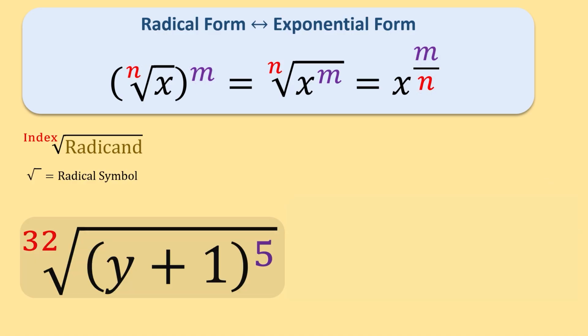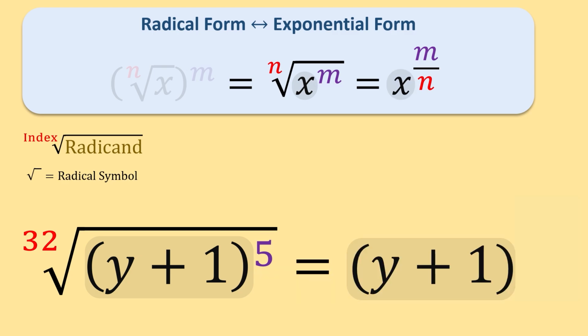Consider the 32nd root of the quantity y plus 1 all raised to the 5th power. Here, our index is 32, the base of our radicand is y plus 1, and the power of our radicand is 5. Since y plus 1 is grouped together and raised to a power within our radical symbol, it will be the base of our exponential expression. Y plus 1 will all be raised to the 5 over 32 power. The 5 being the power under or outside our radical, the 32 being the index of our radical.